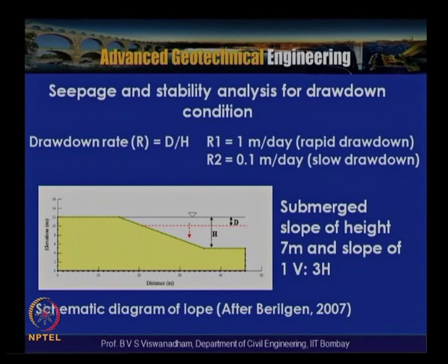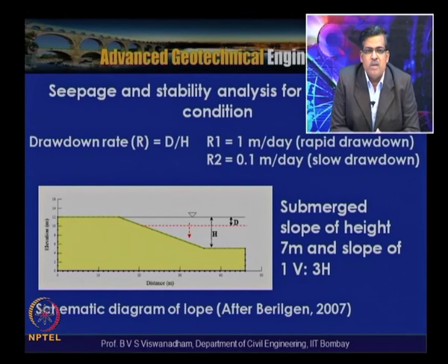So what has been done is that a typical slope, after Berlingen 2007, was considered, and here the seepage and stability analysis for drawdown conditions were calculated, by using GeoStudio 2012. So the schematic diagram of the slope is shown here, and two drawdown rates are considered. One is rapid drawdown and another one is slow drawdown.